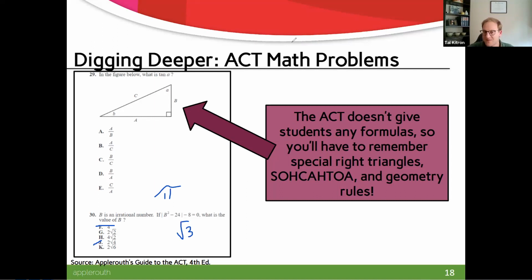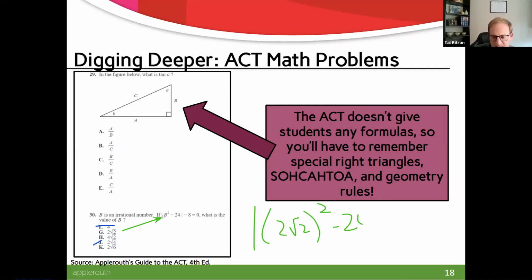From there, because it's absolute value, I would just plug in the answers. So I wouldn't do any math, make it simple whenever you can. Let's just see, does 2 root 2 work? Absolute value of parentheses 2 root 2 parentheses squared minus 24. 2 root 2 squared is 2 squared times root 2 squared, so that's 8 minus 24. So that's not the answer.